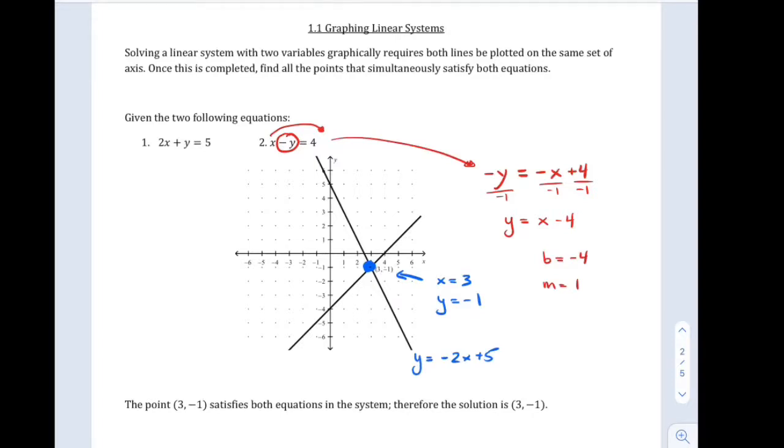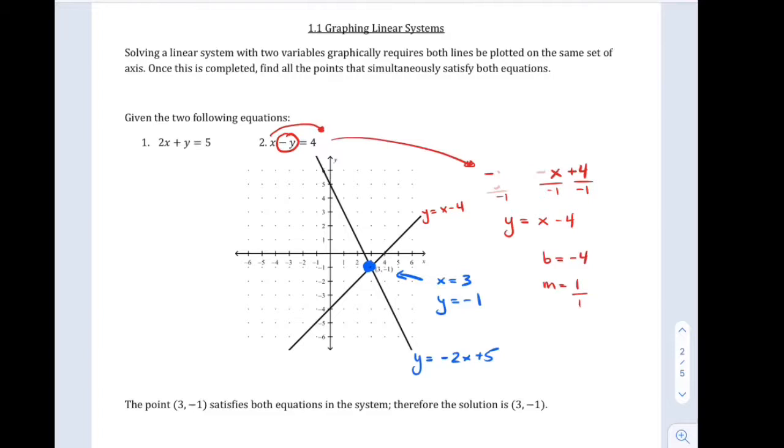And if I wanted to graph that, I would start with my y-intercept, the b value of -4, and I would plot that. And my slope as 1, or I can write it as 1/1. Right? Any whole number can be written over 1, which means I'd rise 1, run 1. Rise 1, run 1. And I would draw a line through all those points, and that's how we get that second line there. So that second line is the line y is equal to x minus 4.